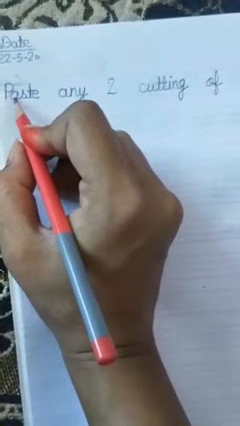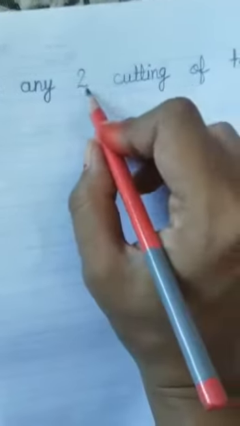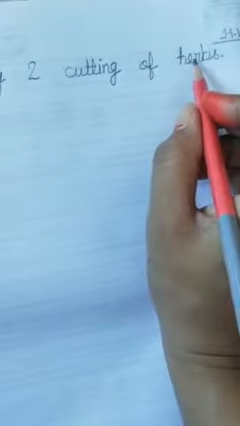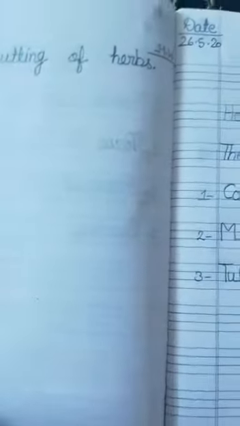Now here is our HW work. So write here date and HW. Now read it. Paste any two cuttings of herbs. So children, here you paste any two cuttings of herbs. Okay? I hope you will understand both exercises.